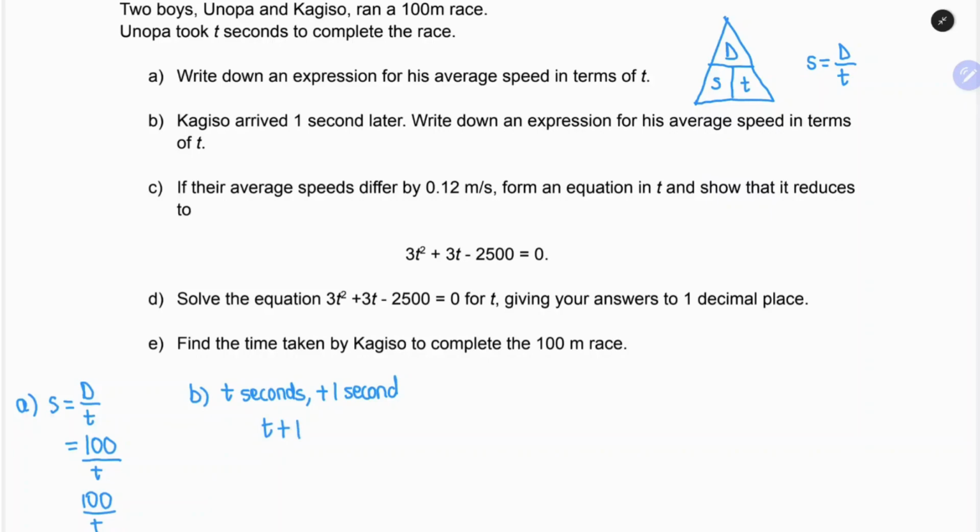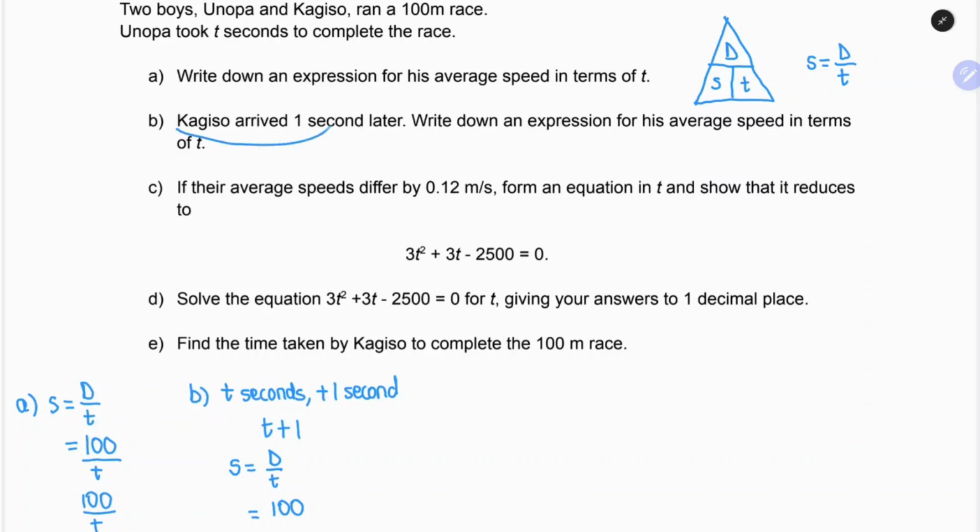So this is the expression for the time that Kagiso took. But does the question want the time? No. What the question requires here is the average speed. So we're going to write speed is equals to distance over time. And look back at the question. What was the distance? The distance was 100 meters. So 100 right on top there.